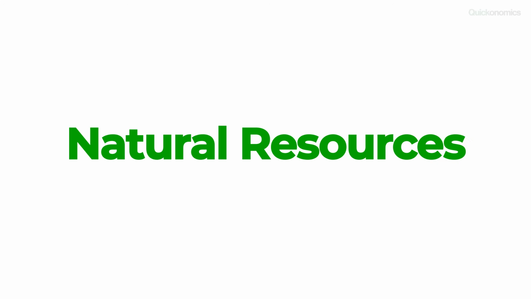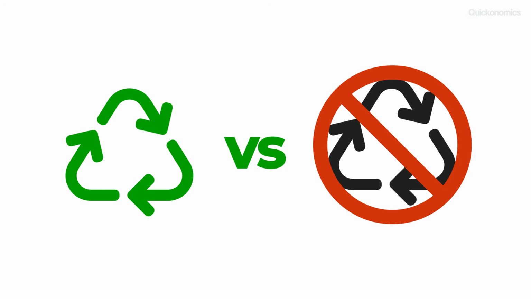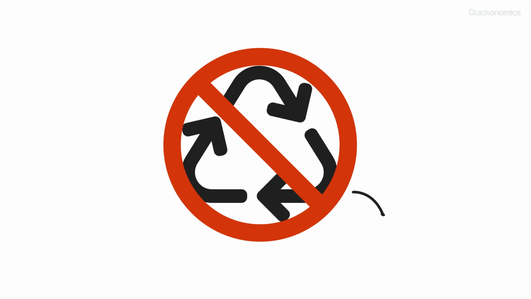Anyway, these natural resources are usually used as raw materials in the production process. The income their owners receive for providing them is called rent. Although some of the natural resources are renewable, many of them are non-renewable, which means they can't be replenished. So, unless we find a way to replace those non-renewable resources, they'll eventually run out and we're all doomed.